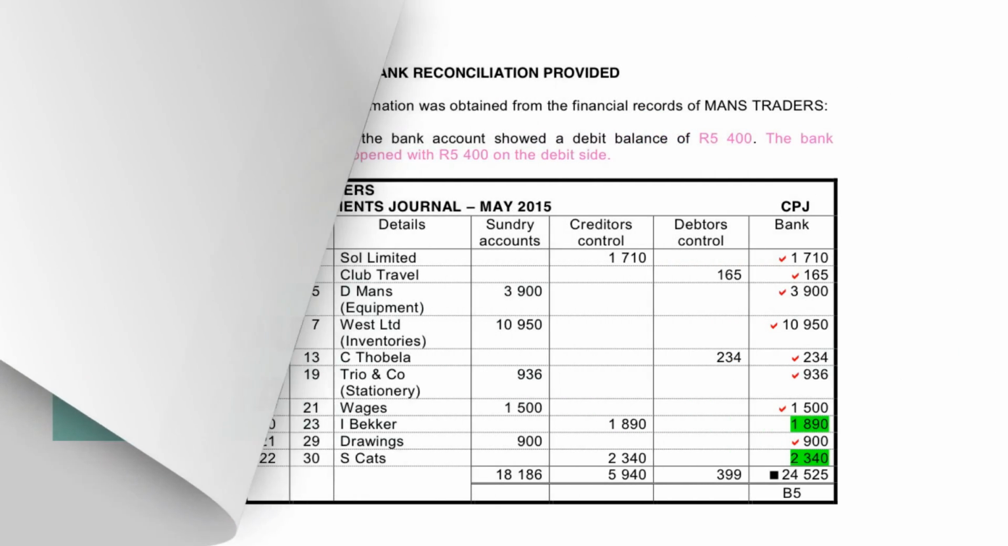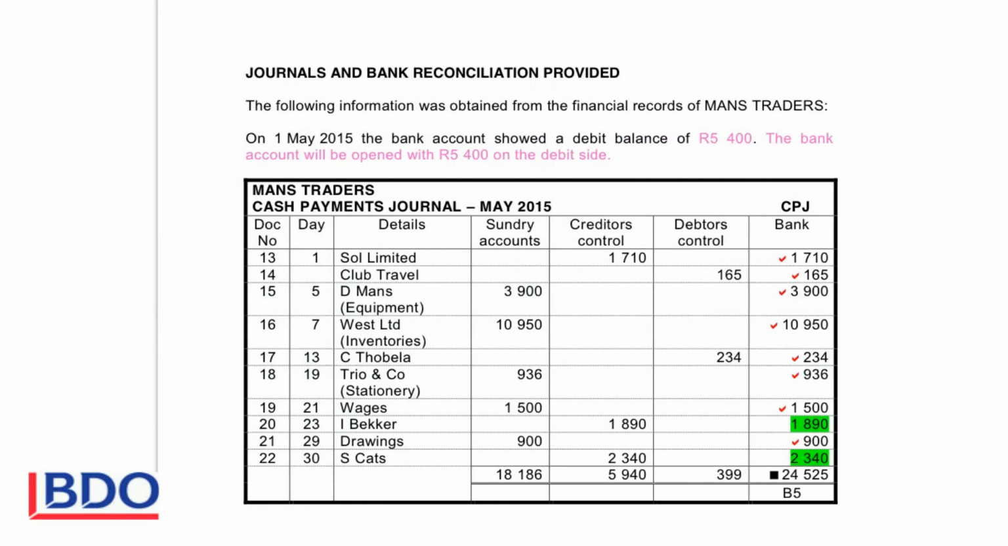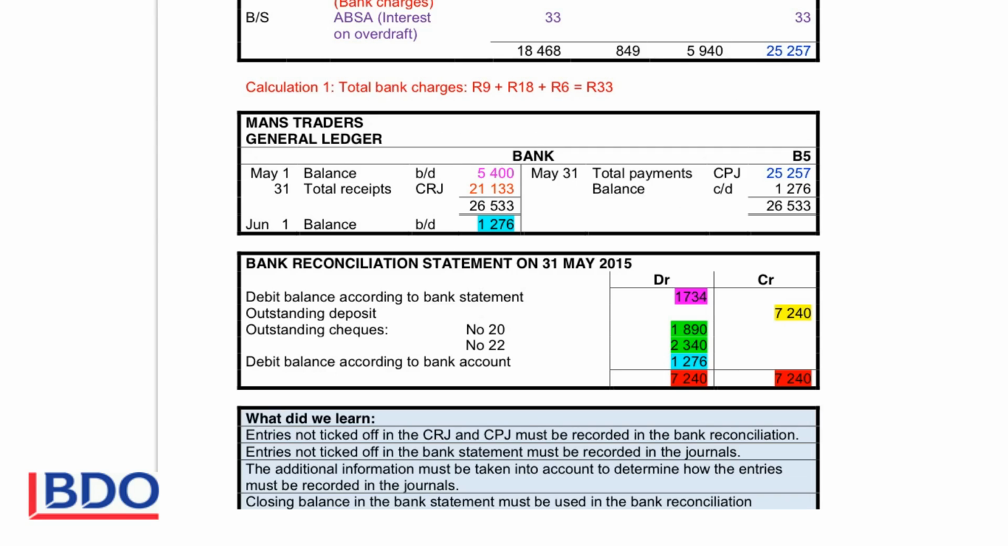Good morning. We will pay attention to the bank reconciliation today, when both the journals and the bank statement are provided. The following information was obtained from the financial records of Mons Traders. On 1 May, the bank had a debit balance of 5,400. The bank account will therefore be opened with a debit balance of 5,400.